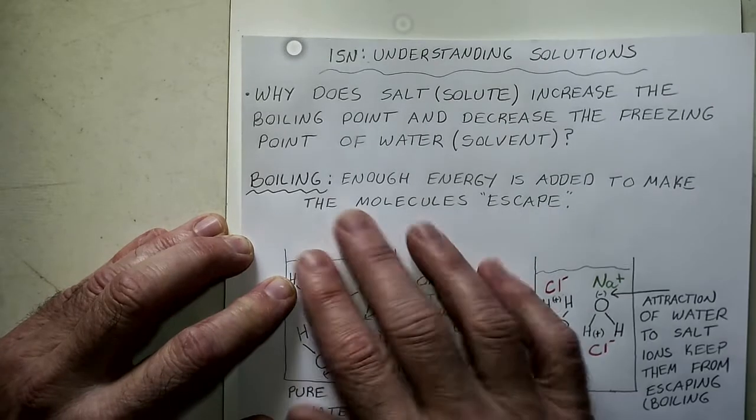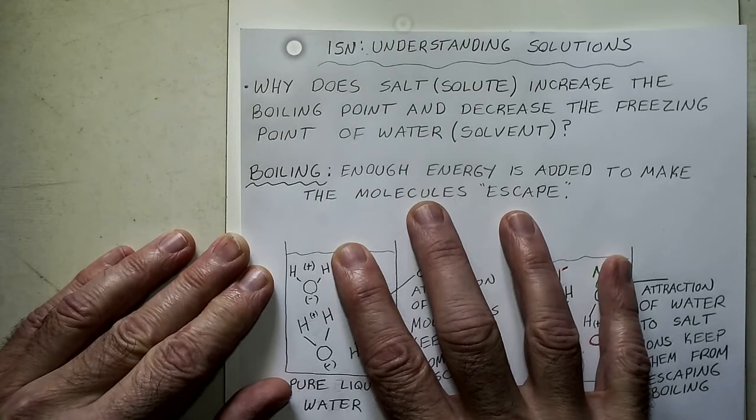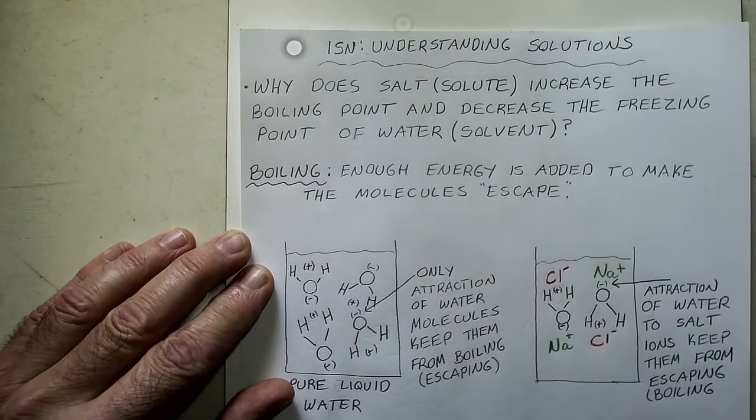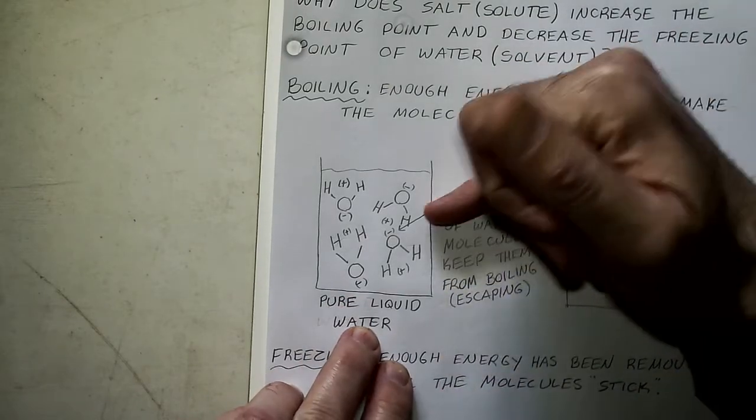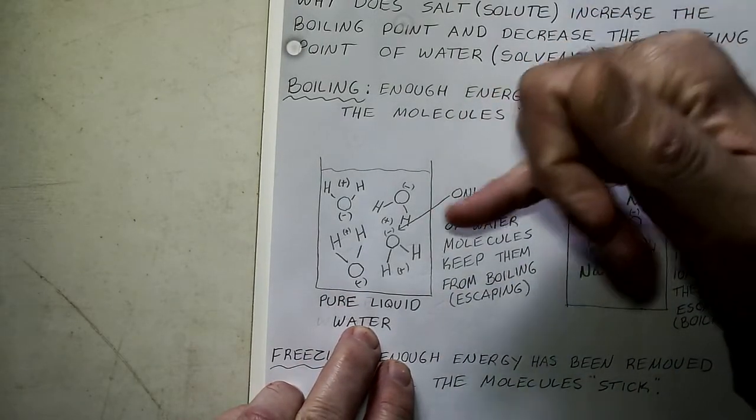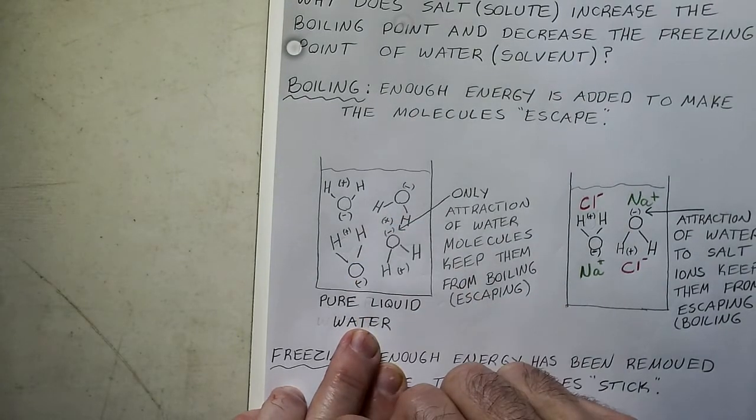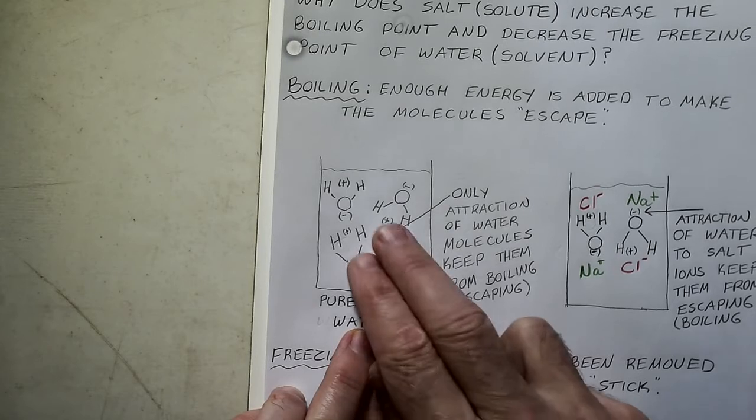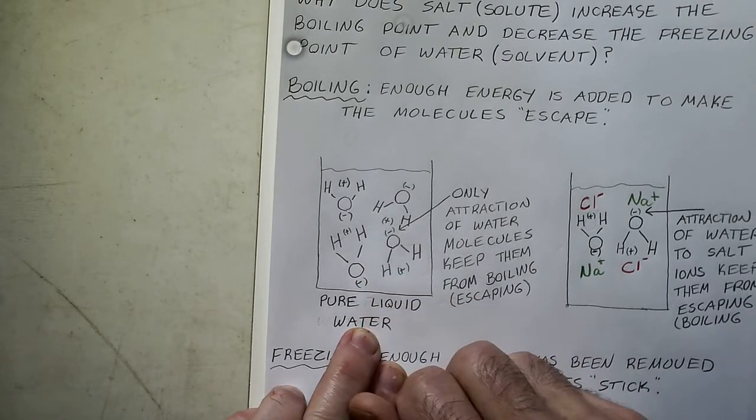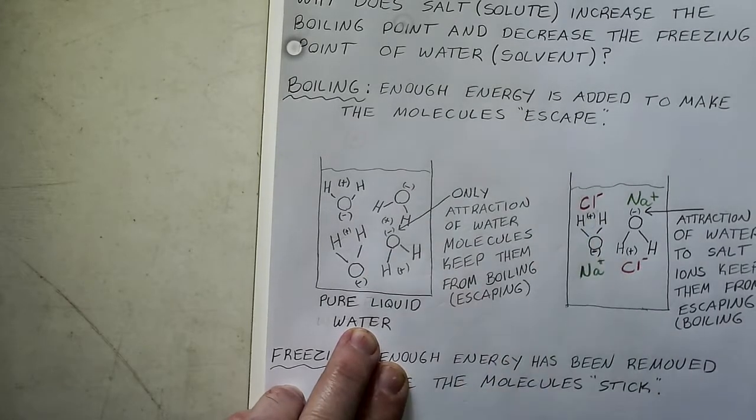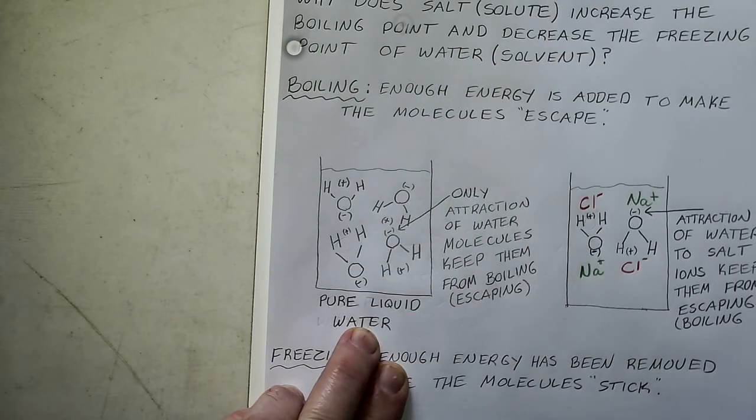Okay, and we've already gone over phase change, but just as review, boiling is where you have enough energy to make the molecules escape or come out of the container. So in pure water, in the covalent bonding unit, or the bonding unit, you should remember that water is polar and water attracts to itself, right? So the positive and negative ends line up, and it's only that attraction between the water molecules that keeps the water from escaping. So all you have to have is enough energy to overcome that attractive force.